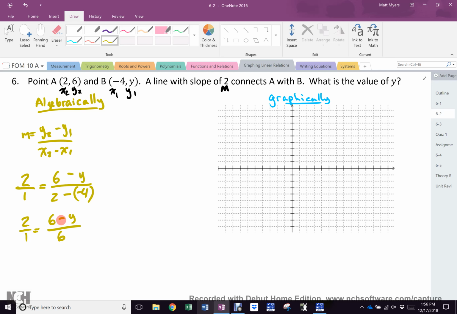Multiply how? Say it louder, Maddie. Cross multiply. What's 2 times 6? 12 equals. What's 1 times 6? 6 minus what's 1 times y?